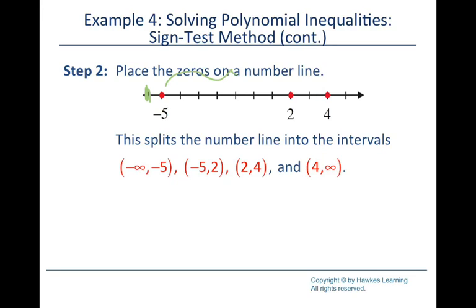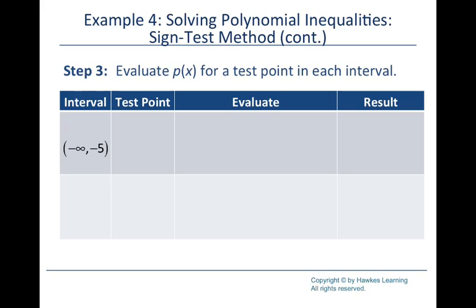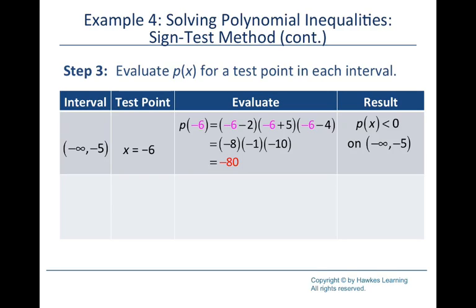Then you're going to pick another number on this interval and another number in here and another number out here to test. If it's positive, it doesn't work. If it's negative, it's down here relative to the axis. So we're doing our test point. They did negative 6, so you just put negative 6 in for all the x's and find out that it's negative 80. So our result was negative, and so it is negative from negative infinity to negative 5.